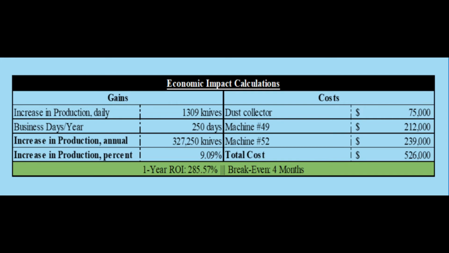The installation of the 2 new automated cells will increase production capacity by more than 1,300 knives per day, or 327,000 knives per year. This is a 9% increase in paring knife production and a 2% increase in overall production. The estimated total cost of the project, including both machines and 1 dust collector, lands at $526,000. The assumption given to us by the company comptroller was that all excessive knives produced would be sold, as Rada has been having trouble meeting demand anyway. If this holds true, we can expect a return on investment of 285% with a break-even point of 4 months.